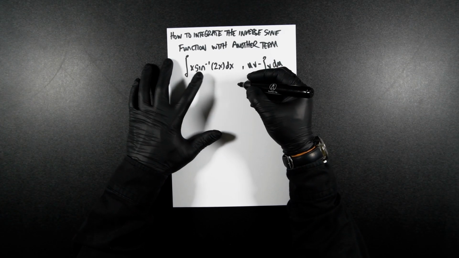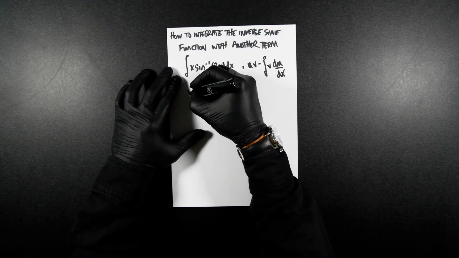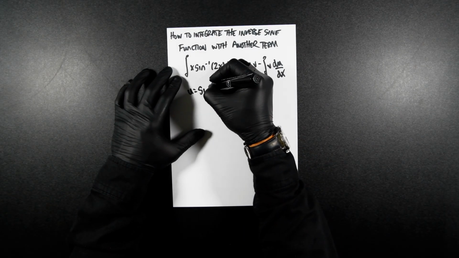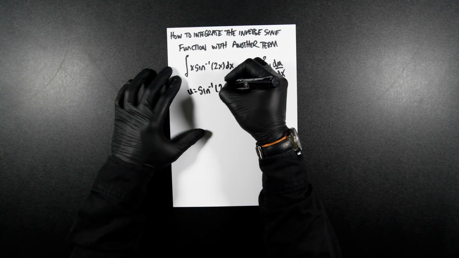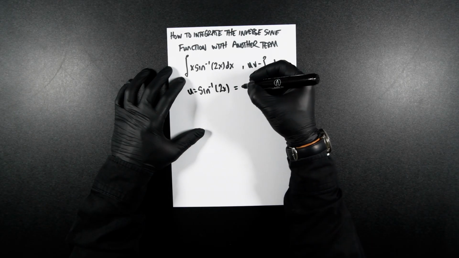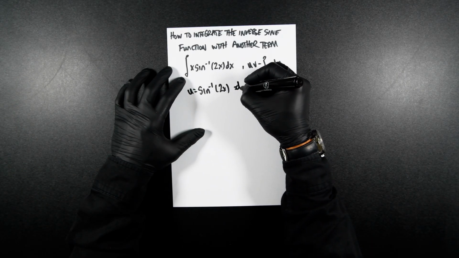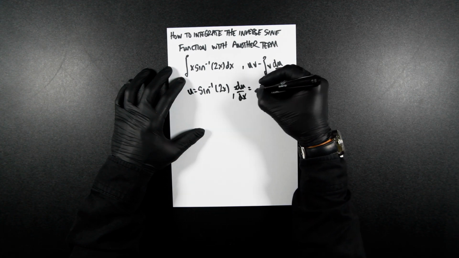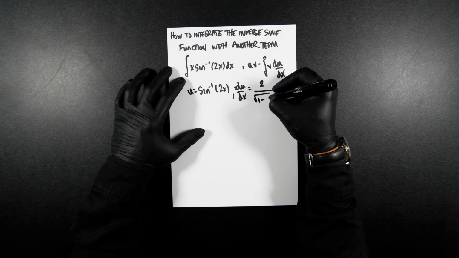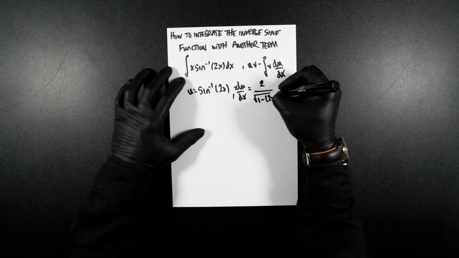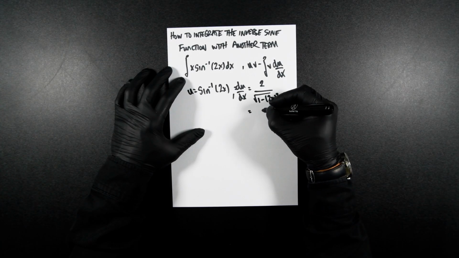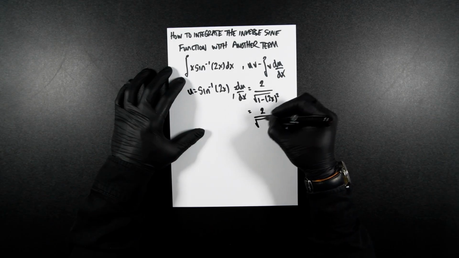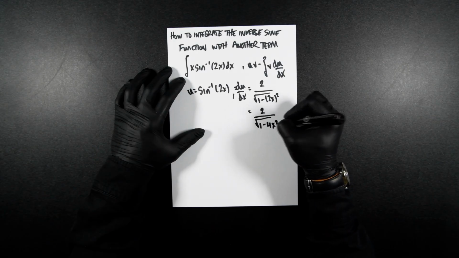Let's let u equal the inverse of sine 2x, so you're going to have sine^-1 of 2x. That differentiated is going to be du/dx, which is 2 over the square root of 1 minus (2x) squared, which simplified would be 2 over the square root of 1 minus 4x squared.